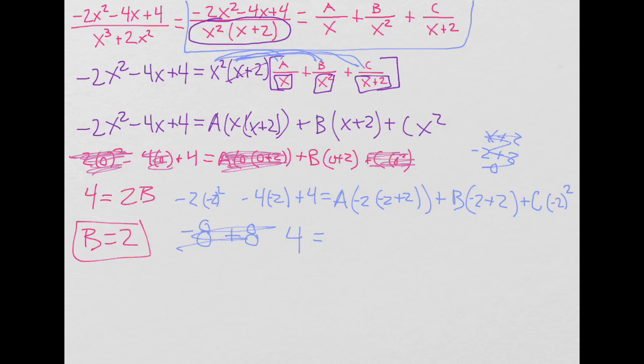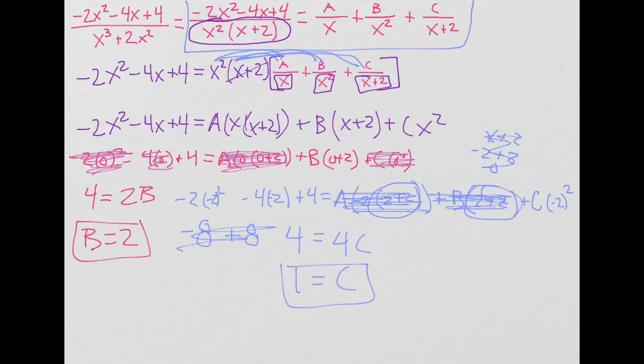Okay, and then let's start to simplify the right side of the equation. Notice in here we have negative 2 plus 2 is 0, so that whole thing is going to go away. Second term, we have negative 2 plus 2 goes to 0, so b is gone as well, and we're just left with negative 2 squared is 4, so we have 4c, so c is 1.